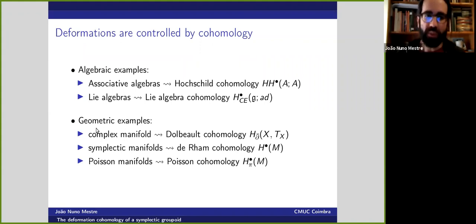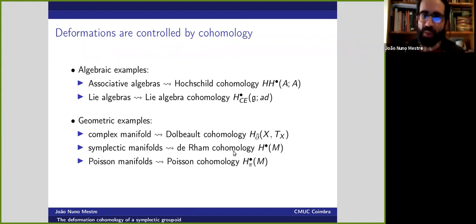For complex manifolds, I believe this is the oldest known deformation cohomology. We have the Dolbeault cohomology or Kodaira-Spencer cohomology. And this is part of what inspired me to study some of the things about Lie groupoids, or it's where I took many of the concepts from.